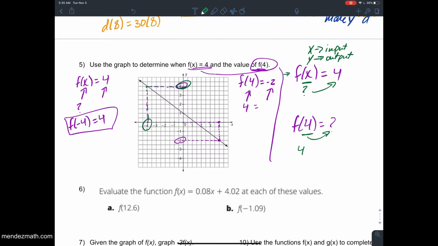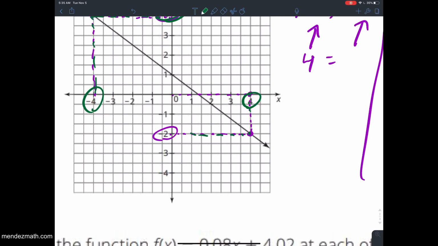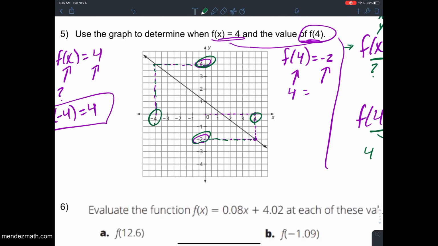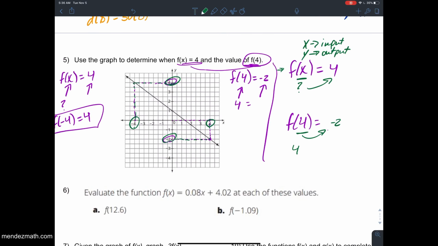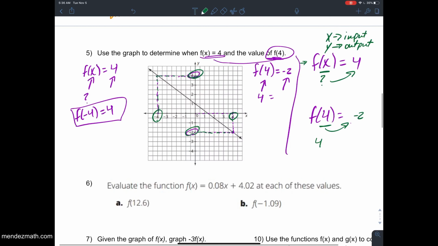Well, we looked at our graph. When x is 4, right here, and again, we just followed the graph. We knew it was -2. So it's always following the graph, the picture. Okay? And we knew that was -2. So, kind of tricky, but that's basically what they're asking. What input? What output?